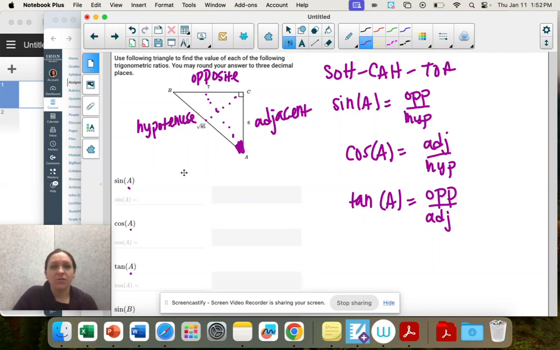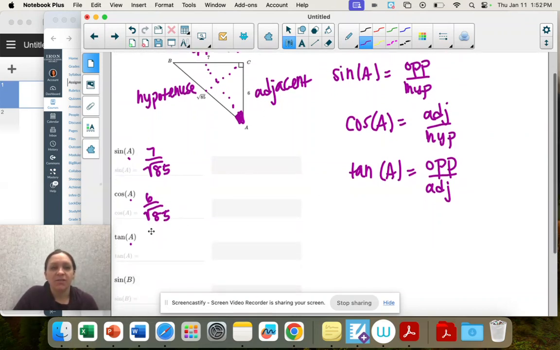So opposite over hypotenuse, 7 over square root of 85. Adjacent over hypotenuse, 6 over square root of 85. Tangent, opposite over adjacent, 7 over 6.